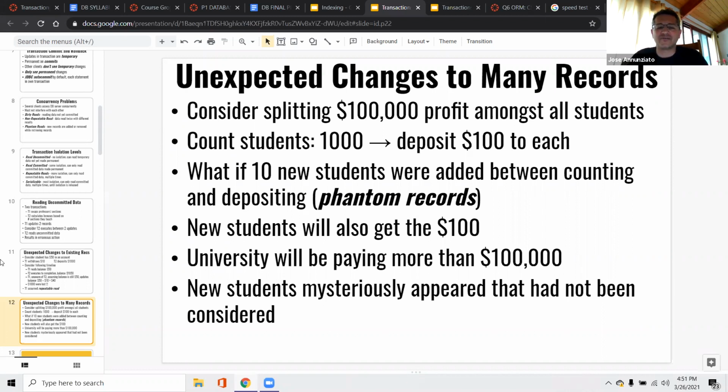So what's going on? We have to deal with this. There's tons and tons of examples of just leaving the database in an inconsistent state. We have to deal with it, and transactions is what's going to help us deal with this.